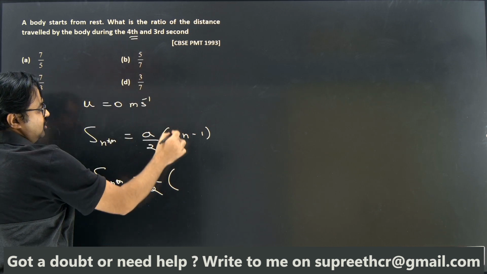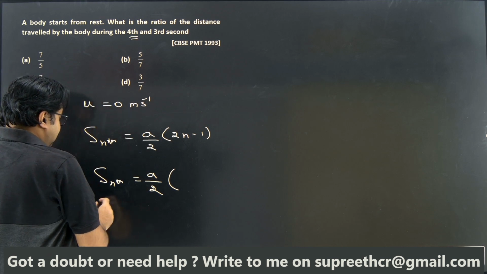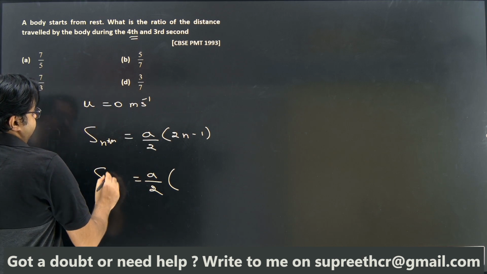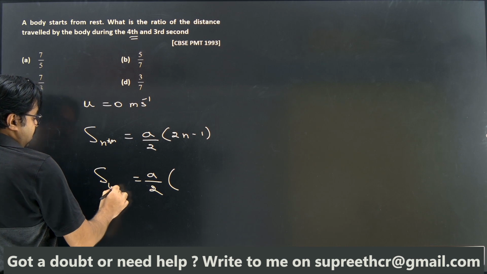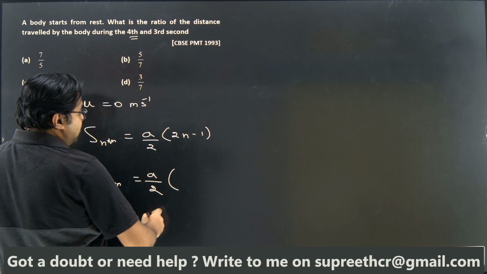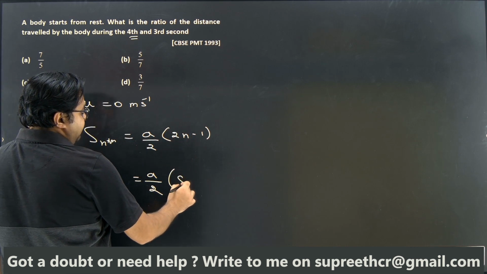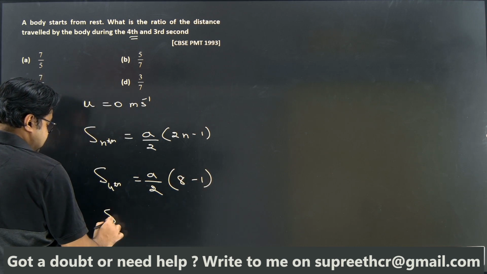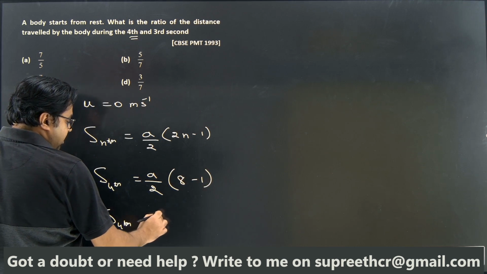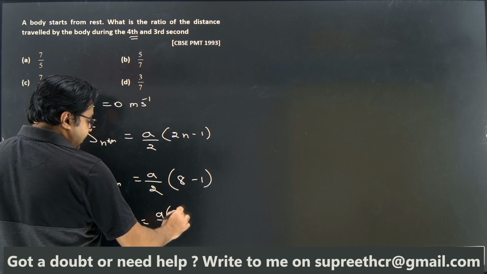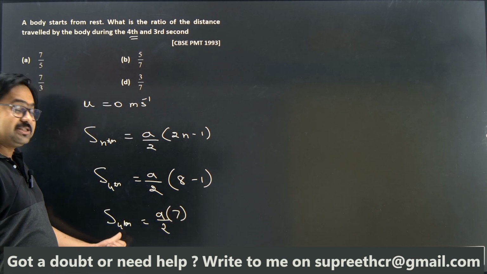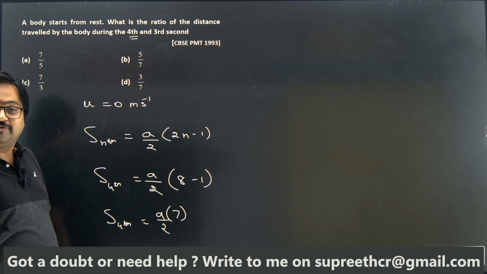And if you substitute n equal to 4, then in this case, of course, we are talking about the 4th second. So I'll write s 4th equal to a by 2 into 2 into 4 is 8 minus 1. S 4th second would become equal to a by 2 multiplied by 7. So that's the s for 4th second.